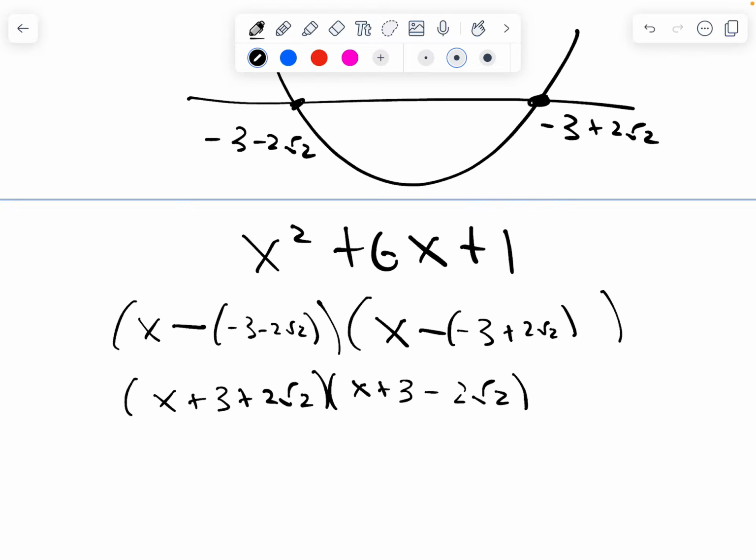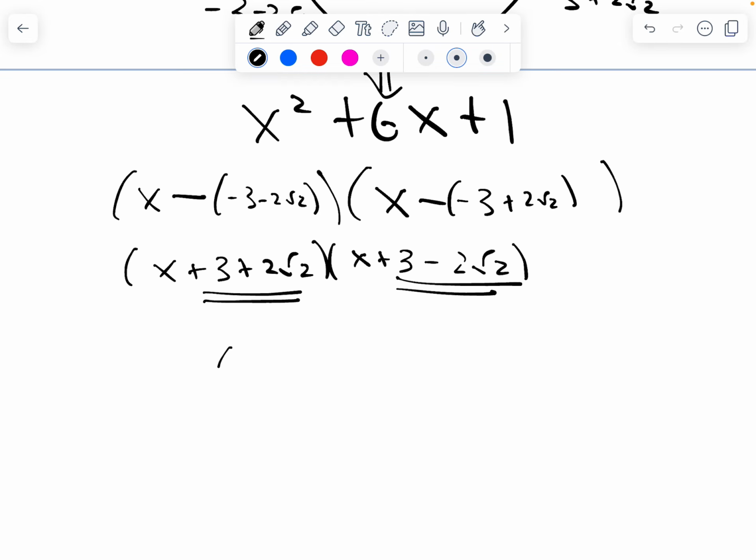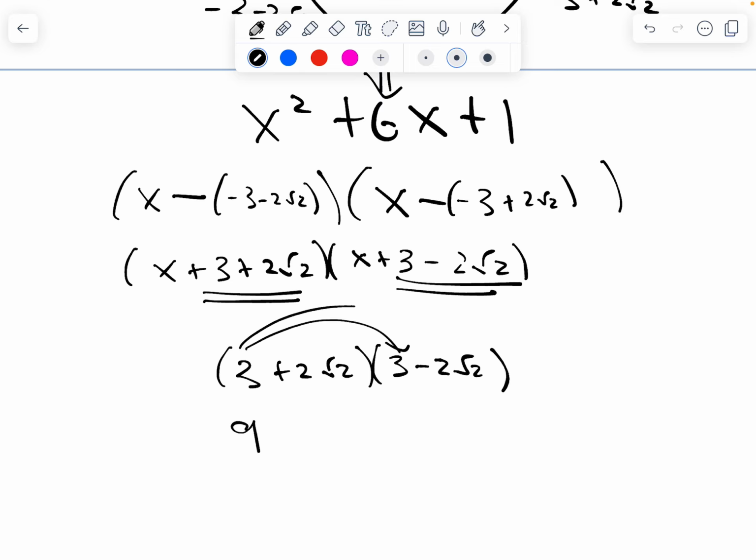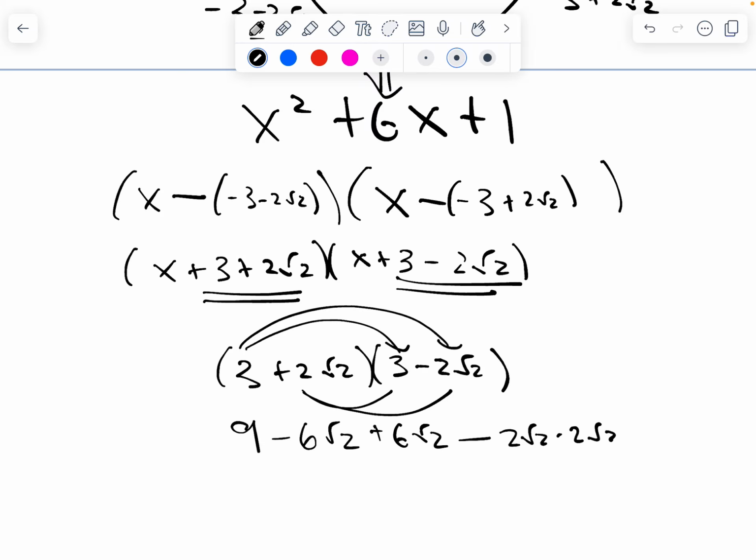And these numbers, if you added them up together, that one plus that one, would add up to be 6. And if you multiplied them, they would also multiply to be 1. And if you don't believe me, let's just try this and see what happens. If we multiply this out, 3 and 3 is 9. That's going to be minus 6 square roots of 2. And then right here, that's going to be plus 6 square roots of 2. And then this is going to be minus 2 square roots of 2 times 2 square roots of 2.